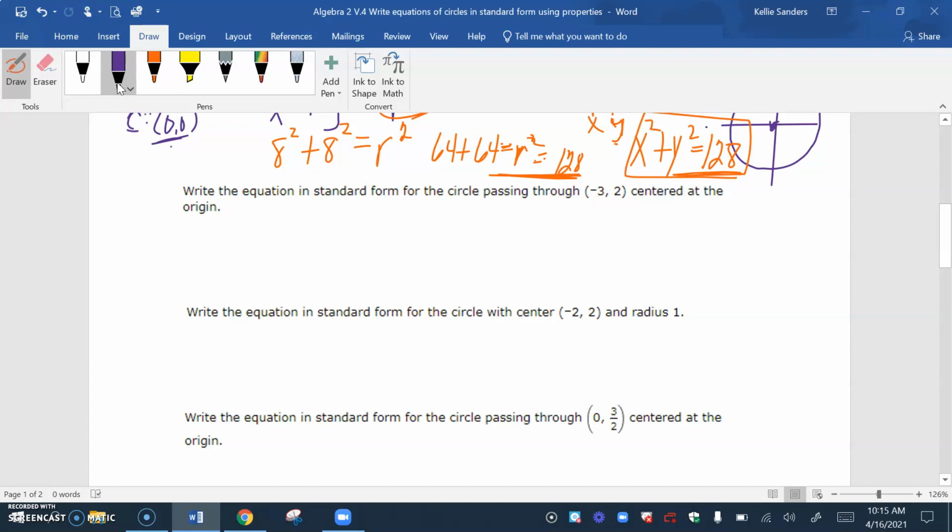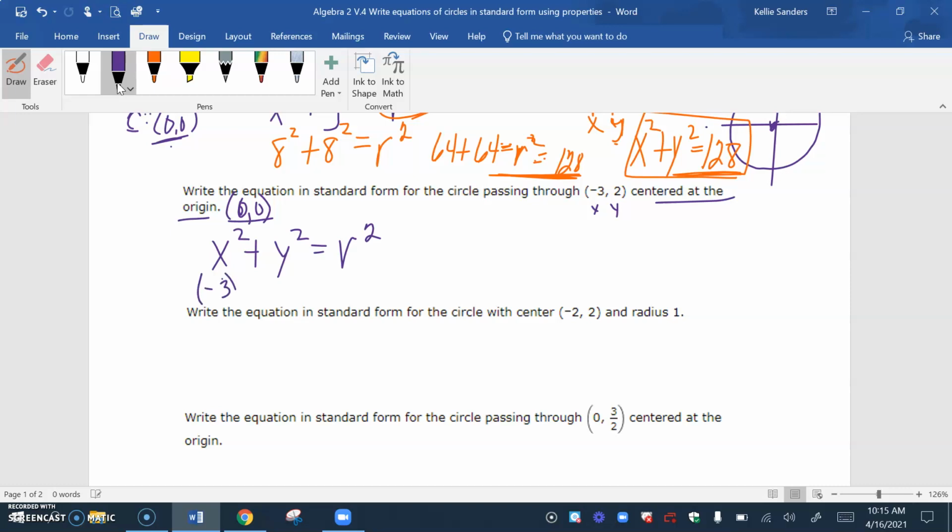Write the equation in standard form for the circle passing through this point. So this is another x and y, centered at the origin. So we're still at 0, 0. So we're going to do this one exactly like we just got finished doing the other one. Since it's at 0, 0, it's going to be x squared plus y squared. But we don't know the radius. But I do know x is -3 and y is 2 for a point that's on the circle.